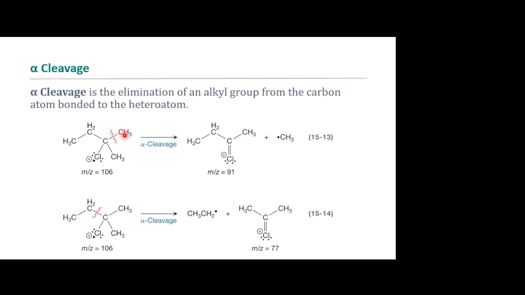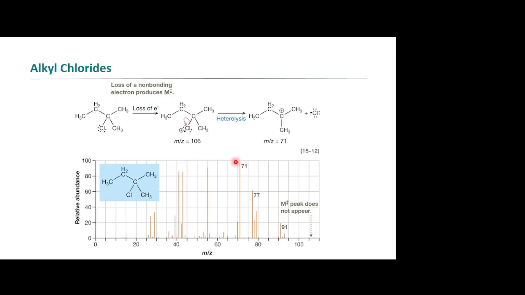And so these are both alpha cleavages. This would be the methyl alpha cleavage. This would be the ethyl one. Notice that this forms the double bond, which stabilizes the carbocation here. And this would give you your MZ91 and MZ77 peaks. And you notice those are fairly large amounts, aren't they?